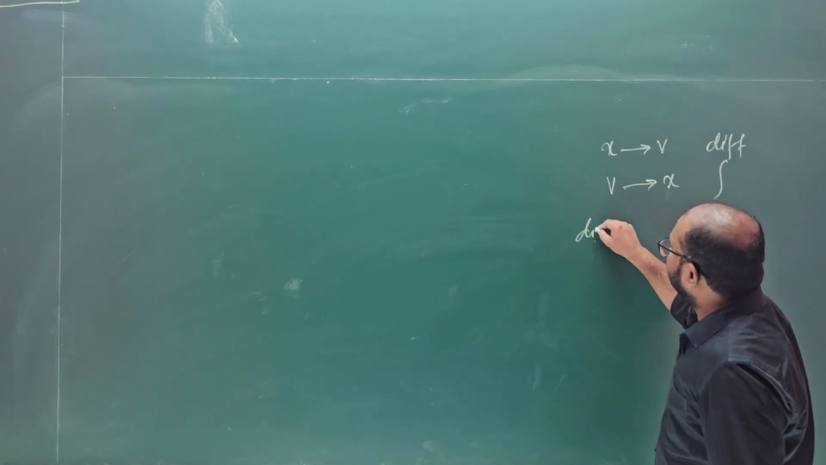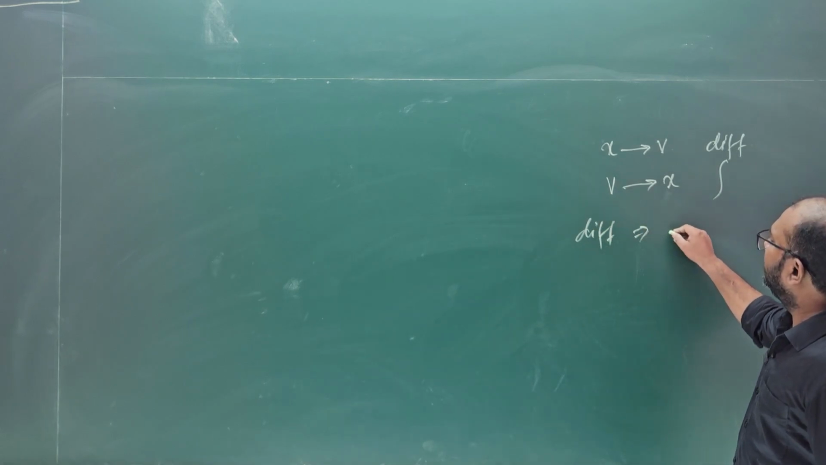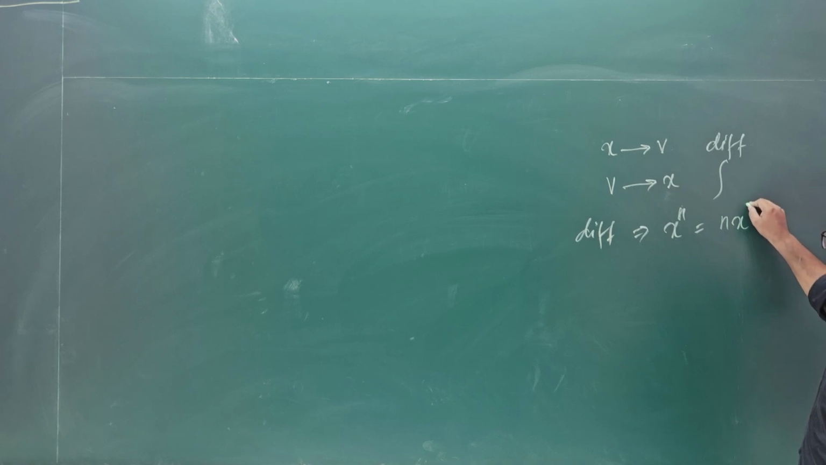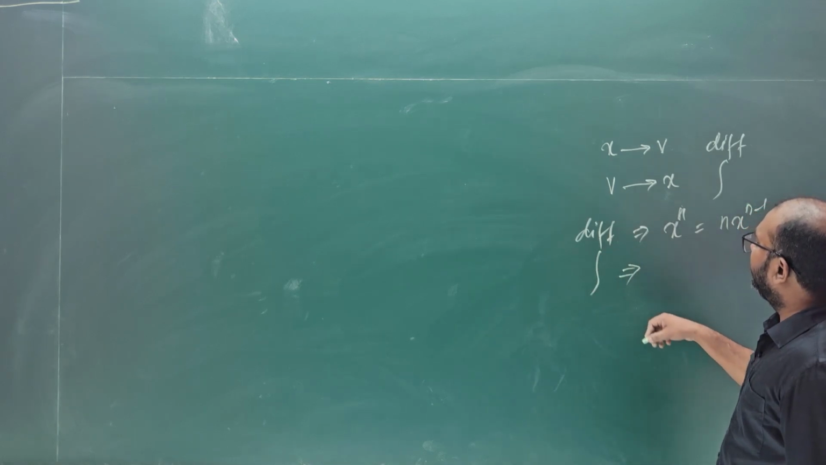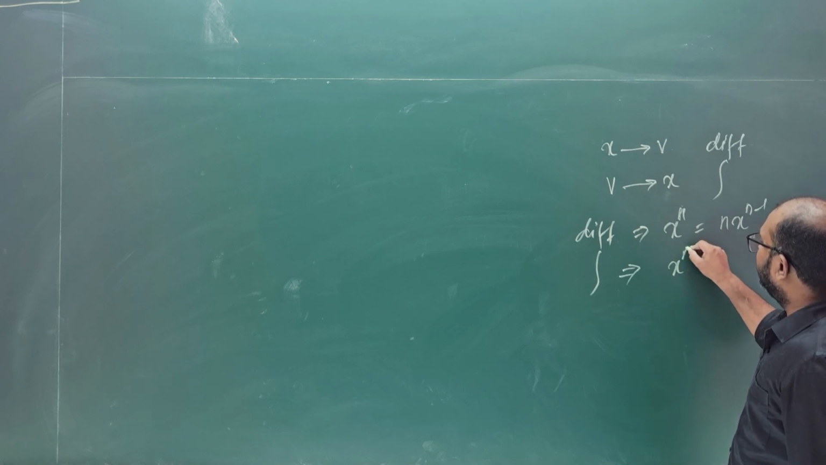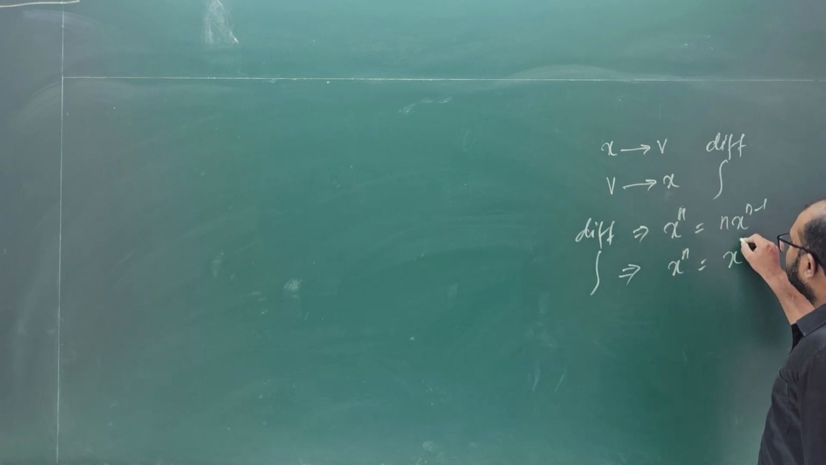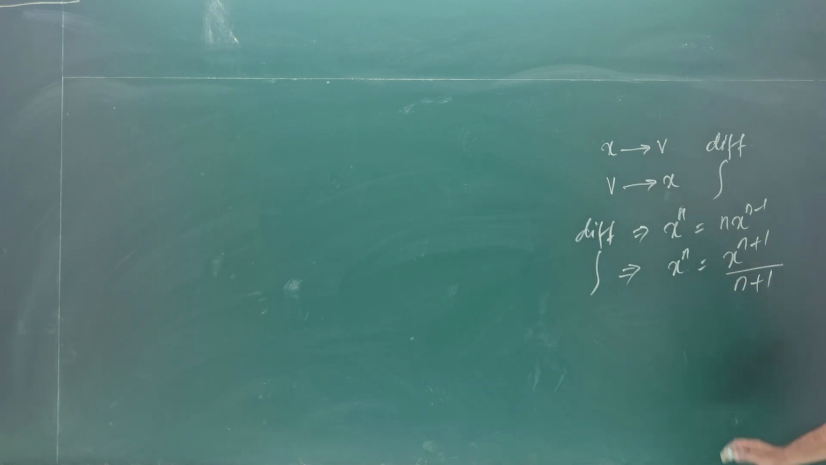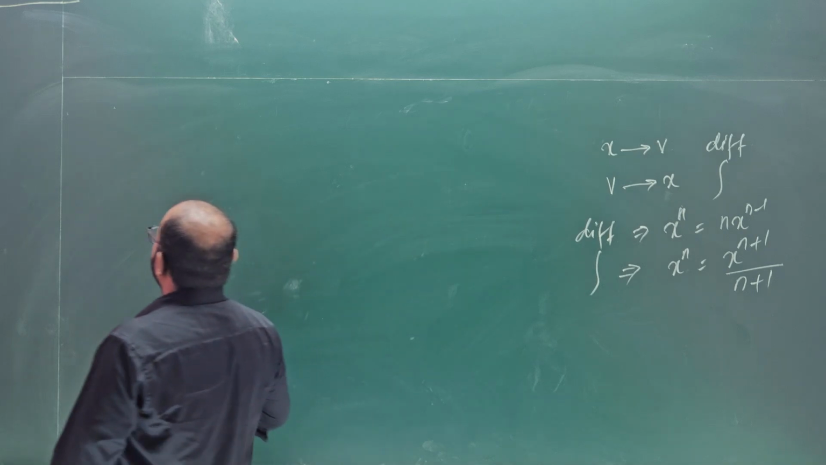For differentiation, you should remember x to the power of n becomes n x to the power of n minus 1. And for integration, x to the power of n becomes x to the power of n plus 1 divided by n plus 1. Okay, these are the two basic formulas you have to remember. That's it. Let us try to understand with an example.